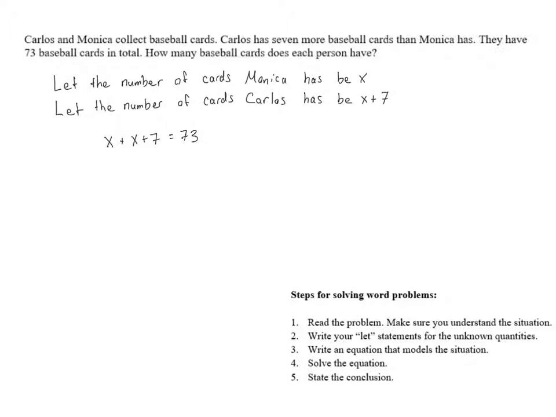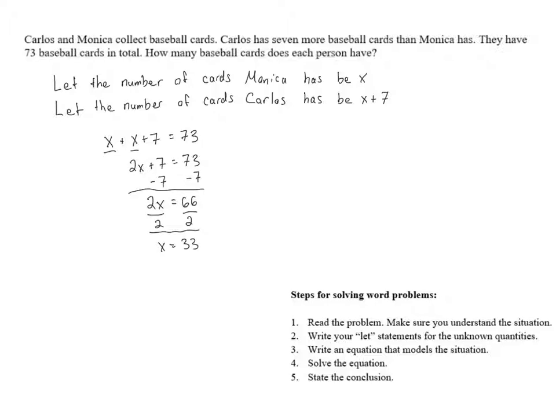We'll start by combining like terms. On the left-hand side, X plus X is 2X, so we have 2X plus 7 equals 73. Now we can subtract 7 from both sides to get the variable term alone on the left. We're left with 2X on the left-hand side because the 7's cancel. And on the right, we have 73 minus 7, which ends up being 66. Now, to get X alone, we divide both sides by 2, and that tells us that X equals 33.